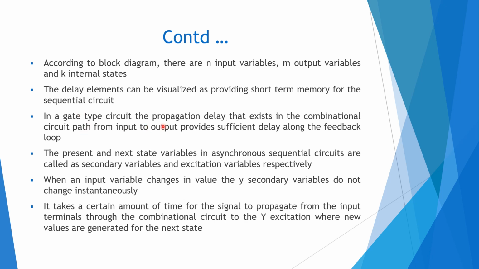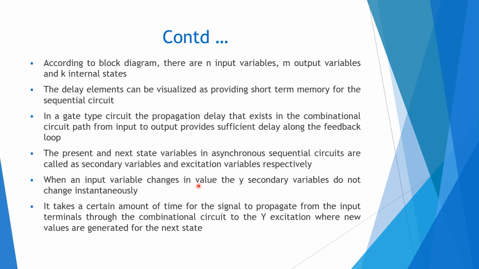In a gate type circuit, the propagation delay that exists in the circuit path from input to output provides sufficient delay along the feedback loop. The present and next state variables in an asynchronous sequence circuit are called secondary variables and excitation variables respectively. So the change in present and next state happens according to the delay in the feedback loop.